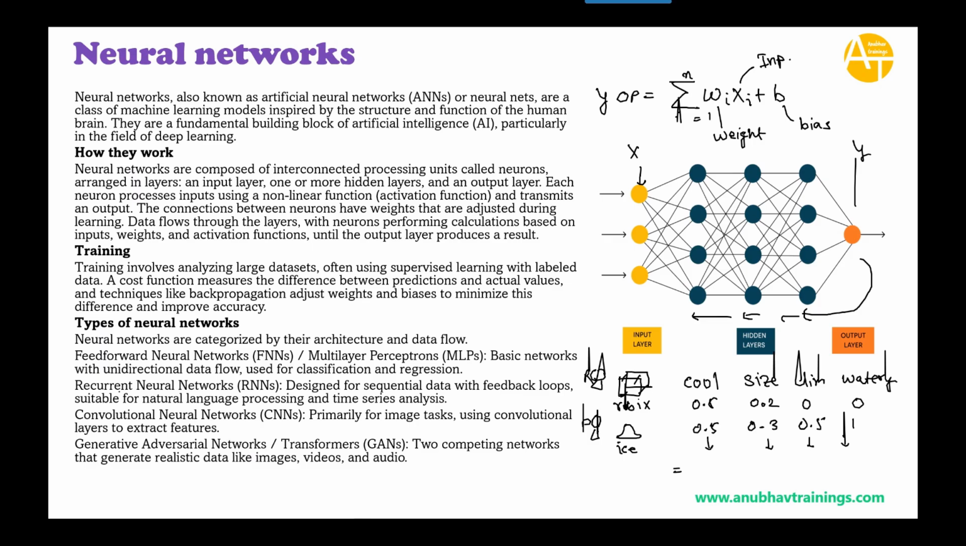Then we have recurrent neural network. It is designed for sequential data with feedback loops, so suitable for natural language processing and time series analysis. So what is recurrent neural network? Think like your wife or your mother is making a soup. They first make a soup, then they take a little bit on the spoon and then they give it to you for testing.